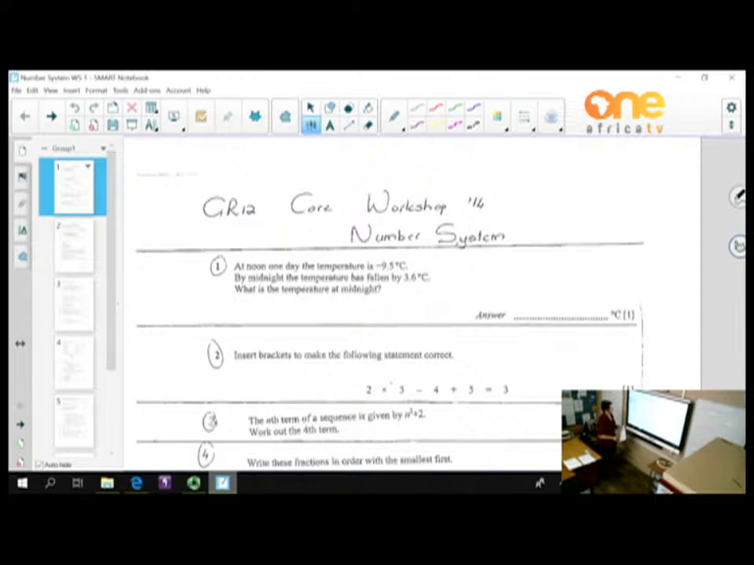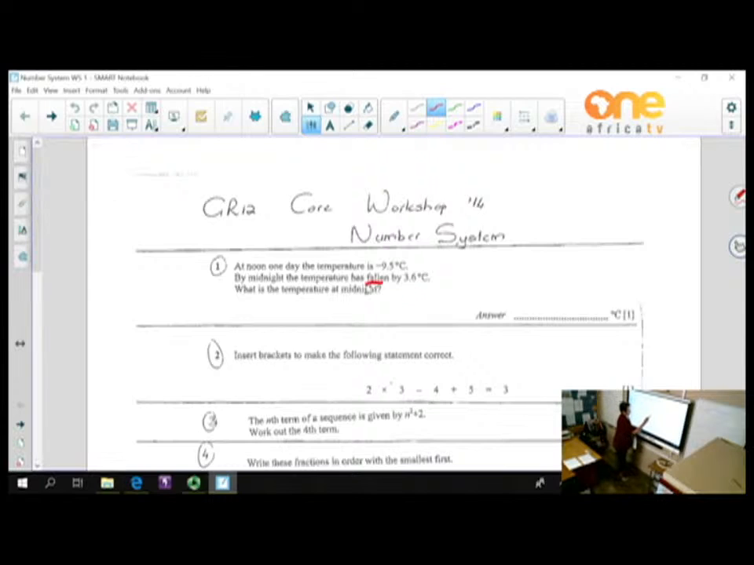Right, the first one says, at noon one day the temperature was negative 9.5 degrees. By midnight it has fallen by 3.6 degrees. What is the temperature? So that means we are going below further, and you actually have to add those two. This is actually minus 3.6, and the answer is then negative 13.1 degrees.